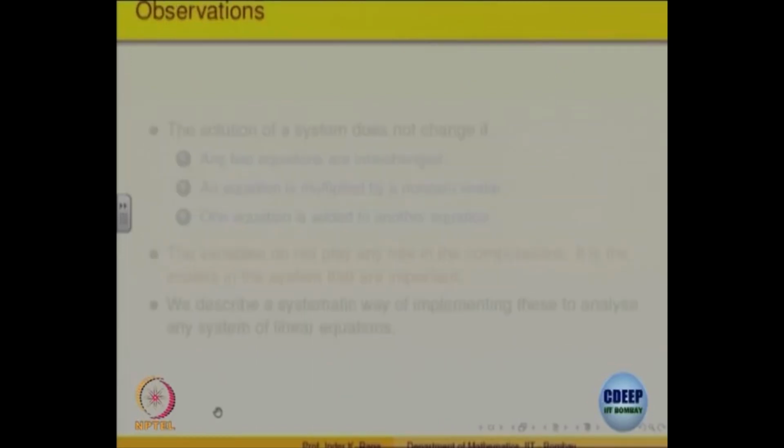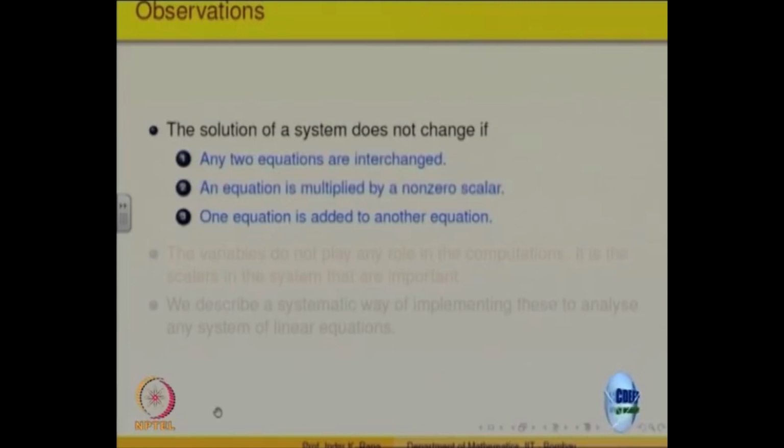What do we observe in solving all these things? The solution of a system does not change, whether it is two variables, two equations, or one equation. If any two equations are interchanged, what will happen? If I interchange any two equations, right, instead of saying this is line 1 and this is line 2 in the plane, I am saying this is line 1 and this is line 2, I am just renaming them, right. The solution does not change if I change the order of the equations, right.